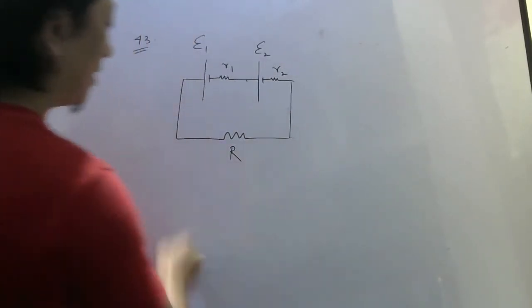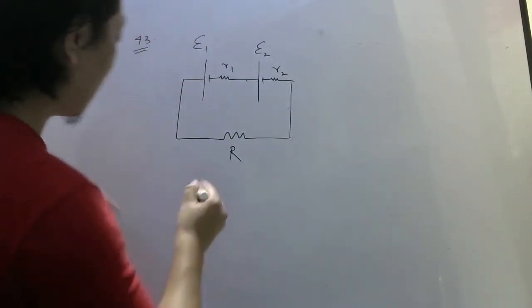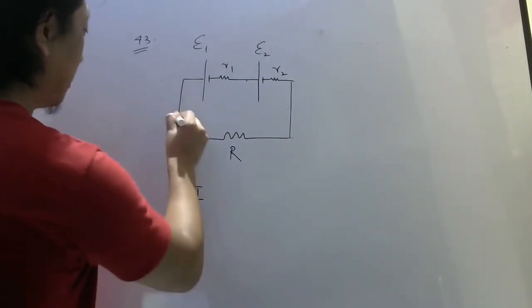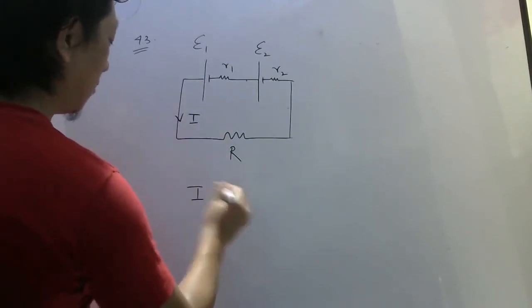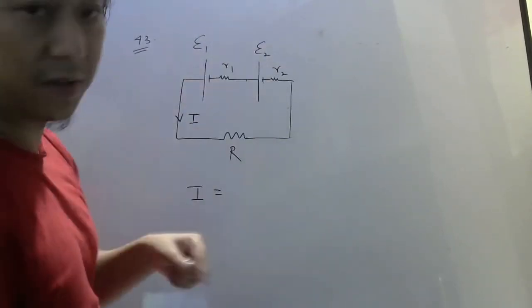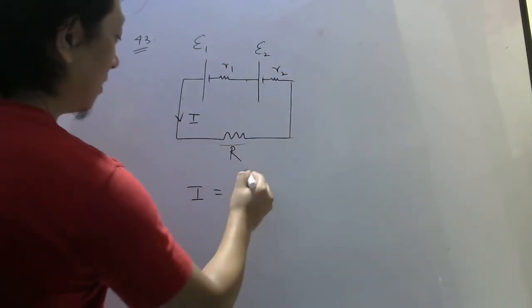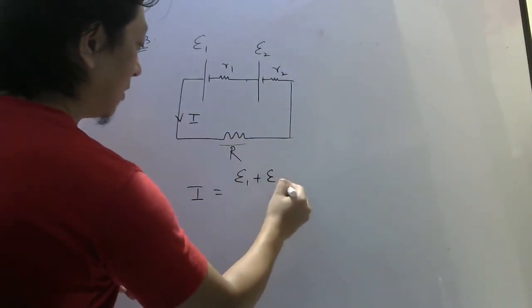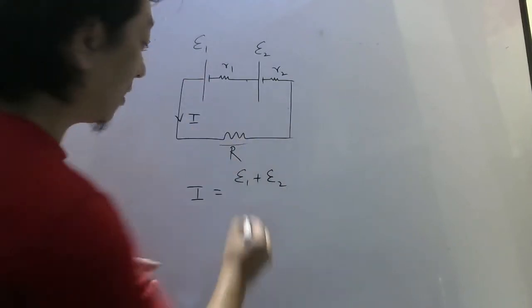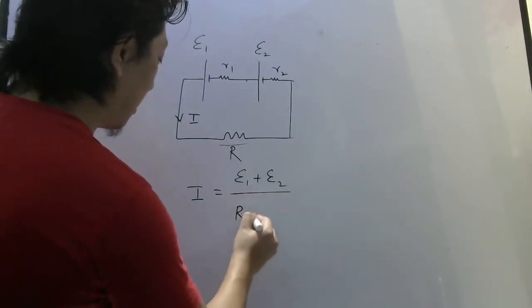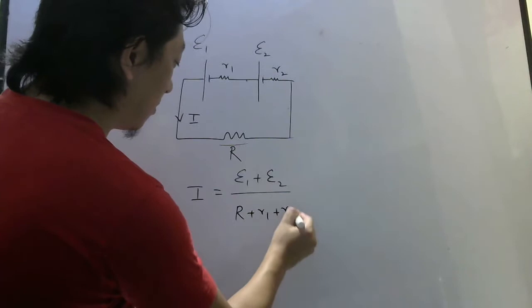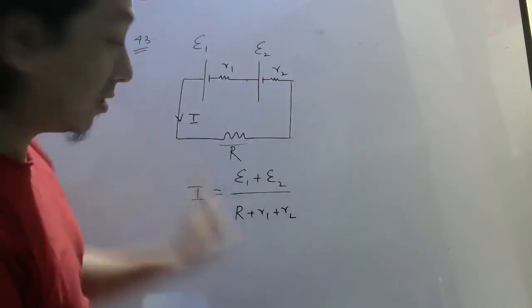So first let us see what is the current here. So current here right now, let us say is I. What is the equivalent EMF? E1 plus E2, because both of them are sending current in the same direction. So equivalent EMF is E1 plus E2, series combination, and total resistance is R plus R1 plus R2, right? Total resistance. So this is the current.